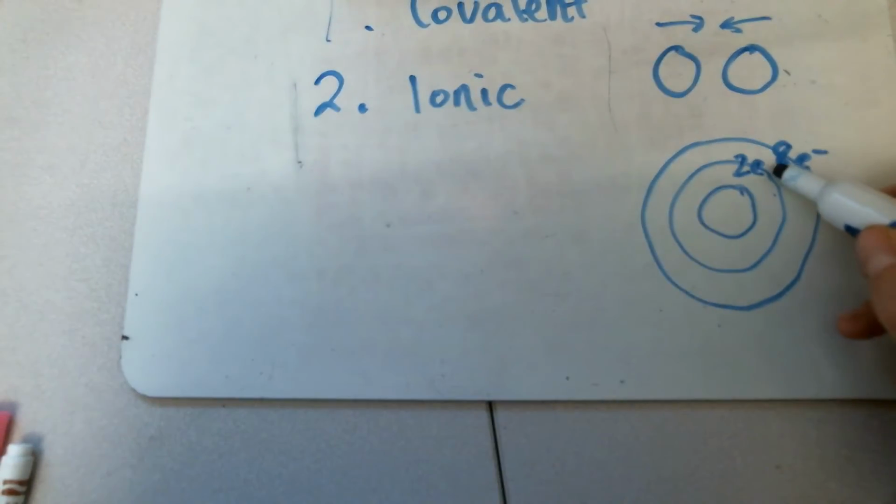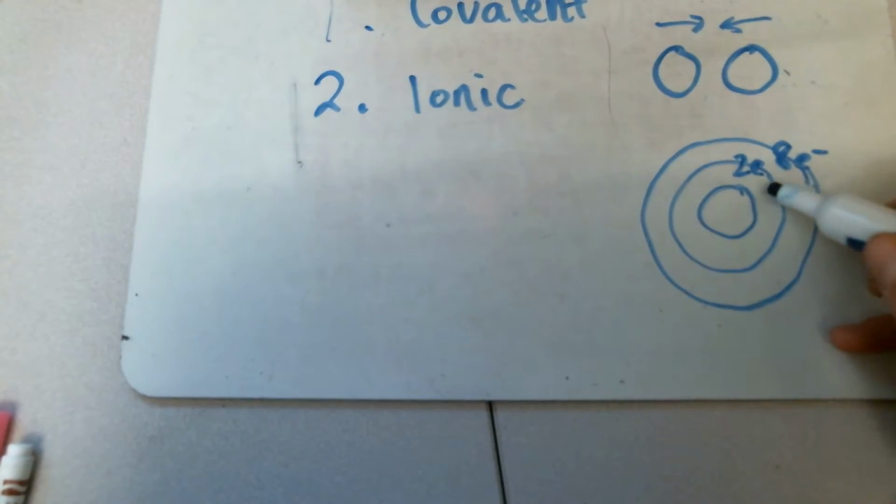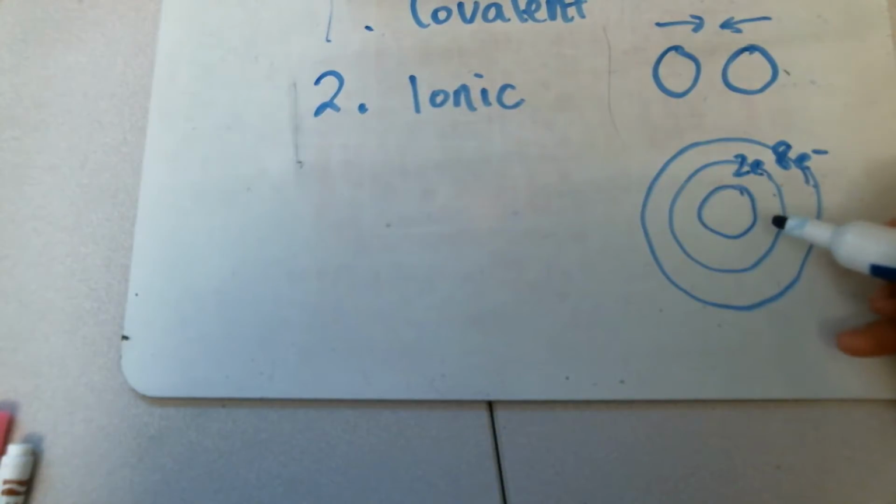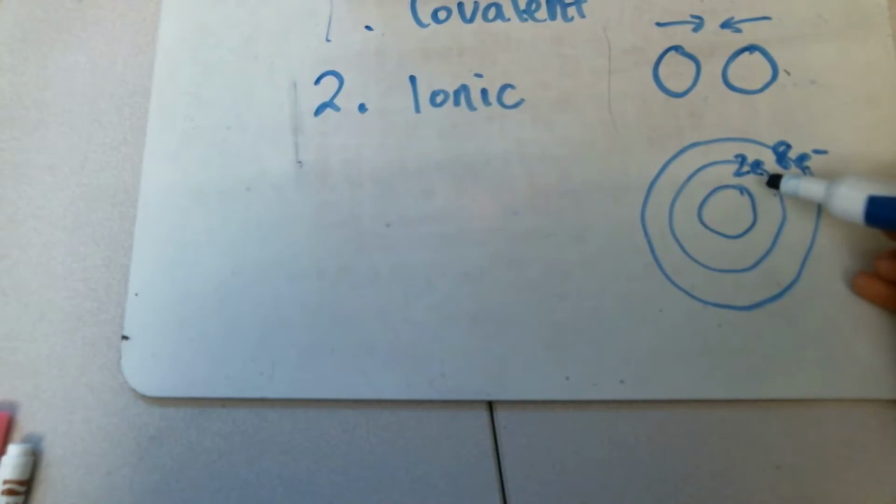So a few elements just want 2 electrons. Those elements are hydrogen, helium, lithium, and beryllium. That's because they have a low number of electrons, and so they just want this first orbital filled.